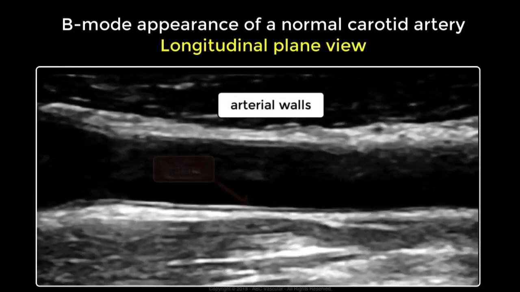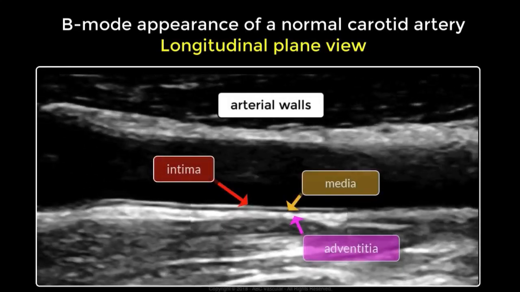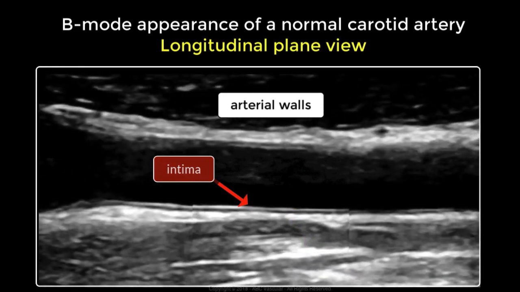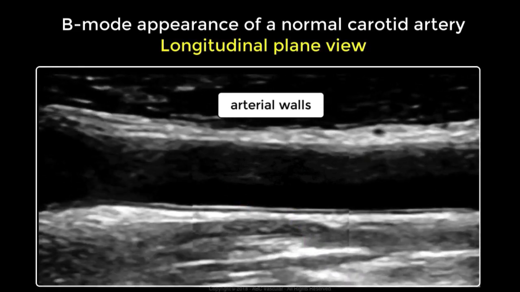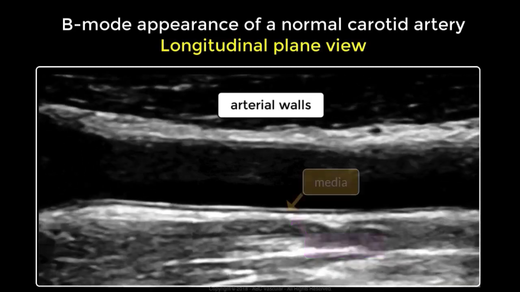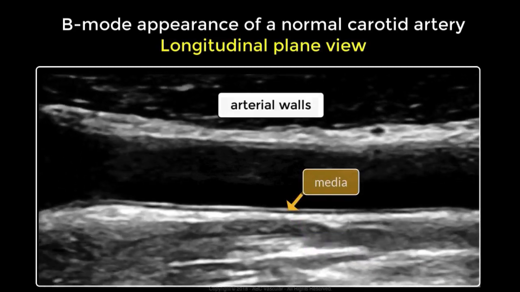These are the intima, media, and adventitia. The intima is the innermost layer and is in contact with the arterial lumen. The adventitia is the outermost layer, and in between these two layers lies the media, which is hyperechoic.